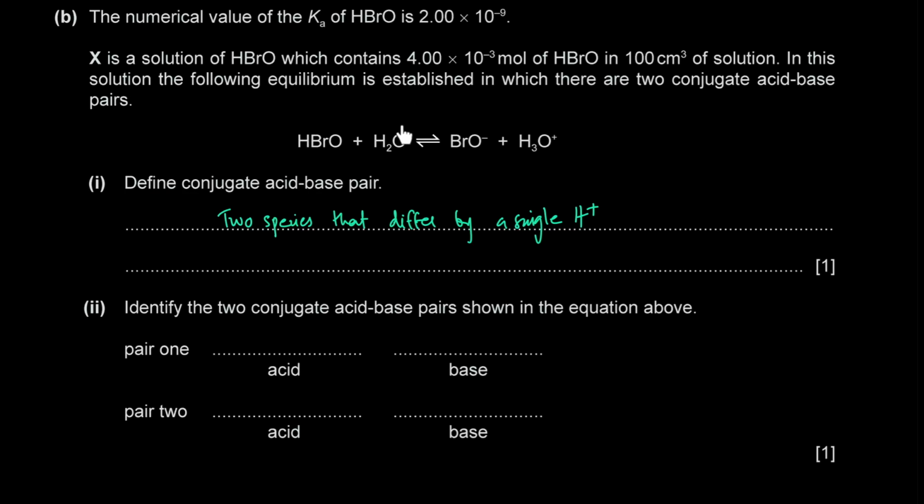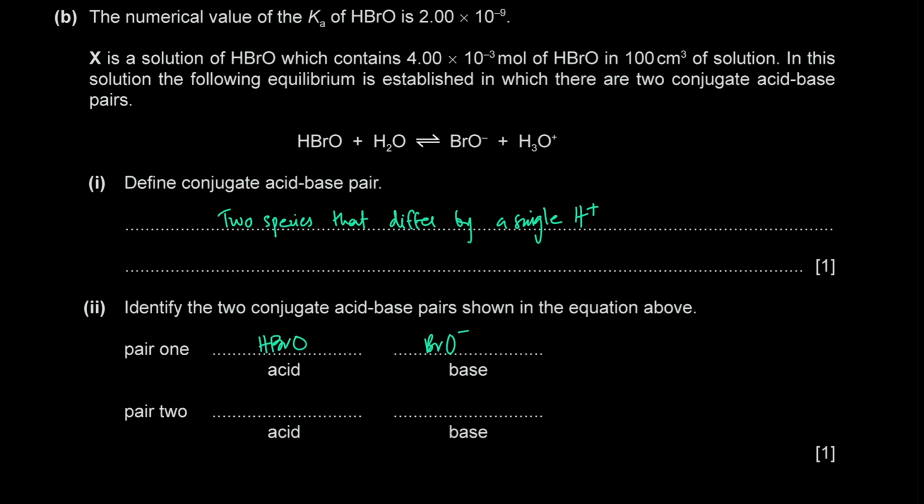So if you look at the left-hand side, what's the acid? On the left-hand side, HBrO is the acid, right? It's a proton donor. H2O is accepting a proton, HBrO is losing a proton. So the acid on the left-hand side is HBrO, and its conjugate base, when HBrO loses a proton, is BrO⁻. That's the bromate(I) ion.